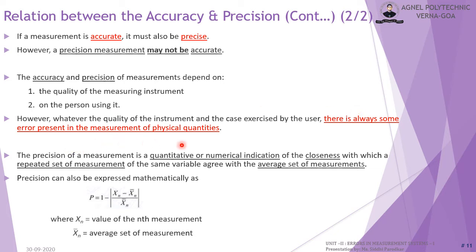In an earlier slide, we defined precision as the consistency or repeatability of the measurements for a given value of input. That is, successive readings do not differ. Precision of the measurement is thus a quantitative or numerical indication of how close the repeated set of measurements are to the average of the measurements for the given input variable. Mathematically, precision can be expressed as P is equal to 1 minus absolute value of xn minus xn bar upon xn bar, where xn is the value of the nth measurement and xn bar is the average of the set of measurements.